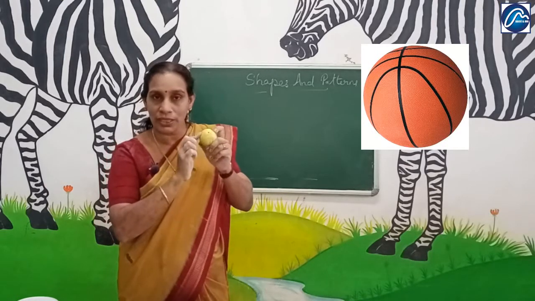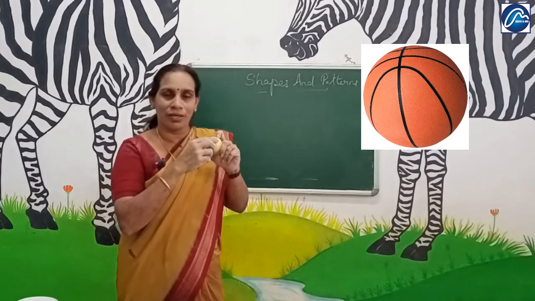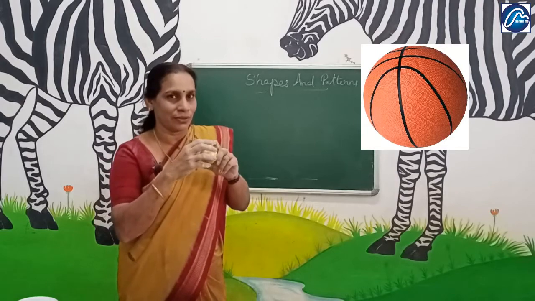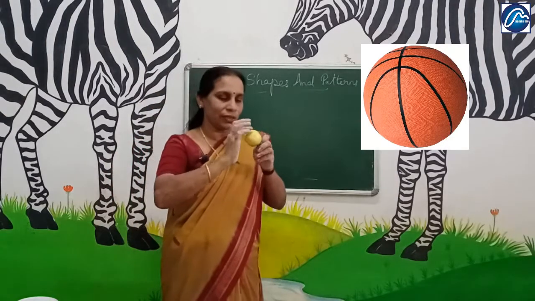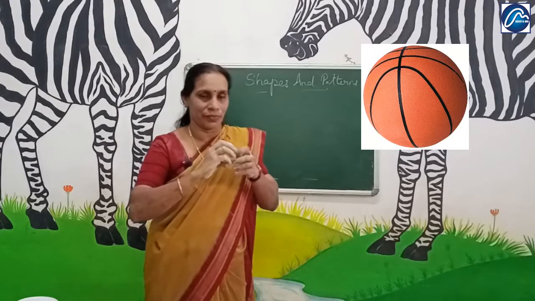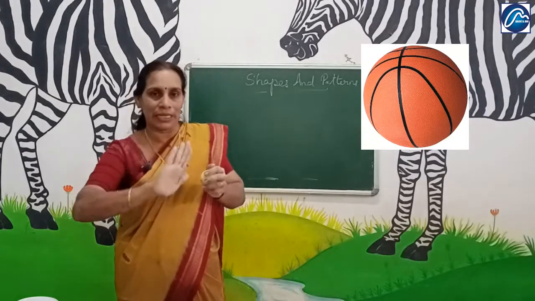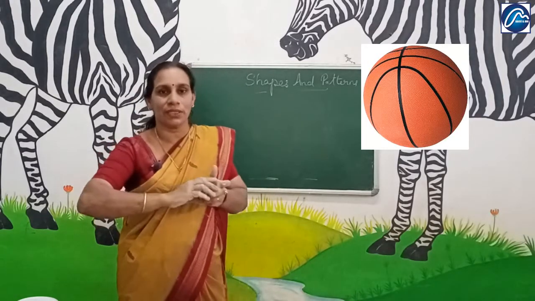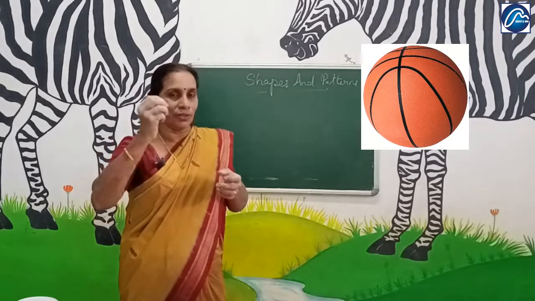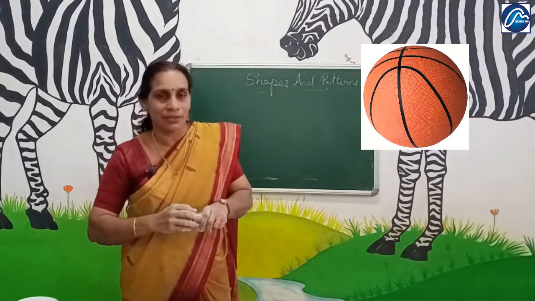So this is also an example for sphere. Sphere is like a circle in shape, a thick circle. So this is sphere. Ball is in the shape of a sphere.